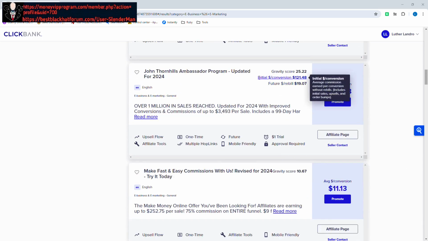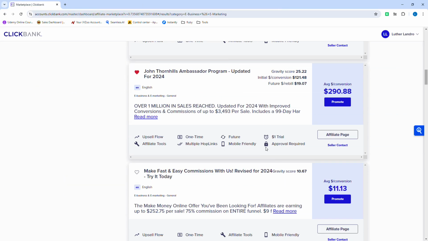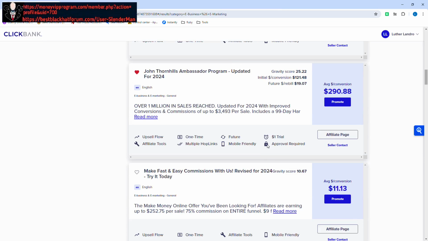Let's see here. This is pretty good initial conversion. Ambassador program. This is a popular product. Let's say we want to learn more information about this. I mean, there's a lot of little fast facts here for us. It's got an upsell funnel. It's a one-time payment. There is a recurring product in the funnel. There is a trial offer. The affiliate offers tools to help you sell. You can use multiple hot links for various testing purposes, and of course, it's a mobile-friendly sales page. But it does require you to be approved by the vendor.